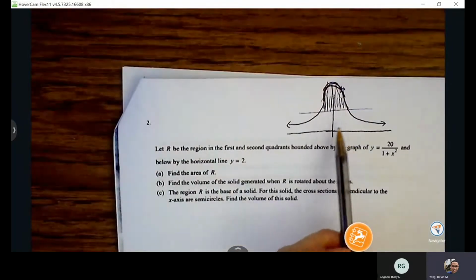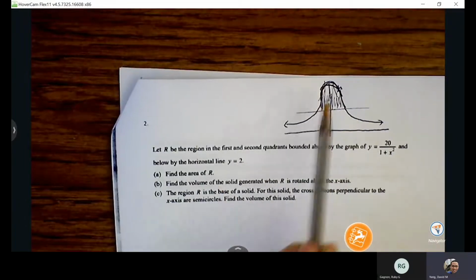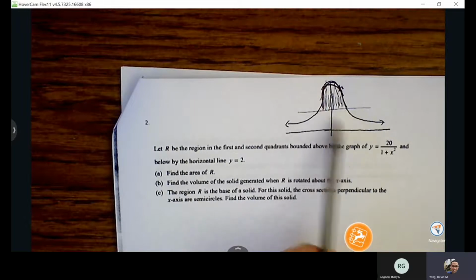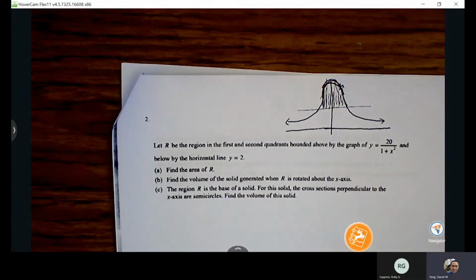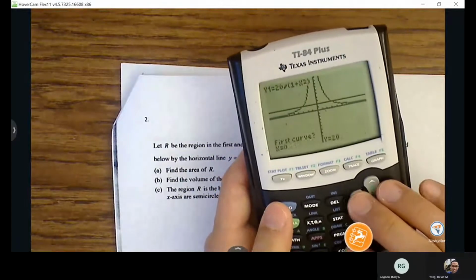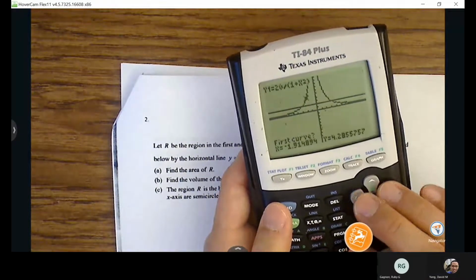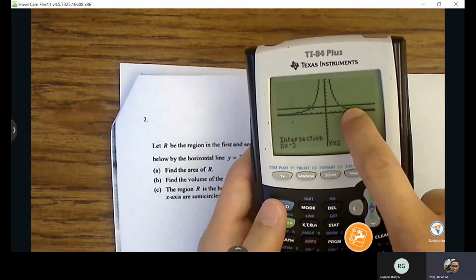Okay, so on the test, I'll give you that shaded region there. Find the area of R. We first have to find its intersections, so we can set the two equations equal to each other, or make the calculator find those intersections for you. So -3, and if you do that again, it'll be -3 and 3.